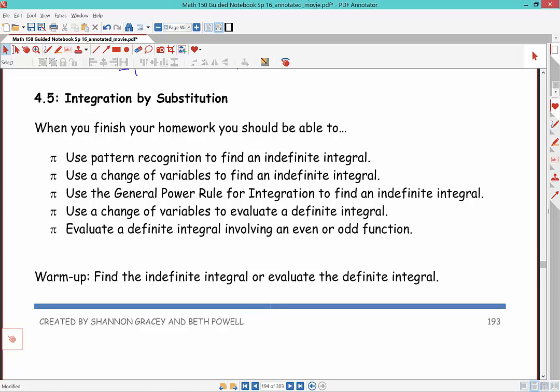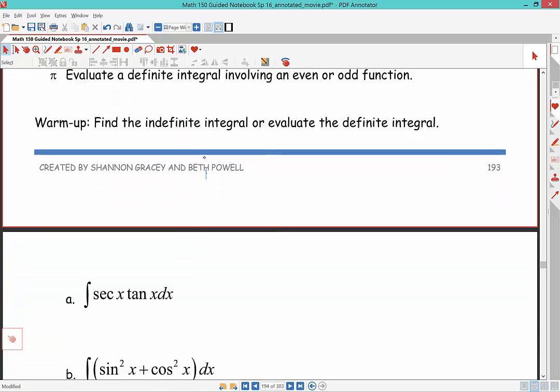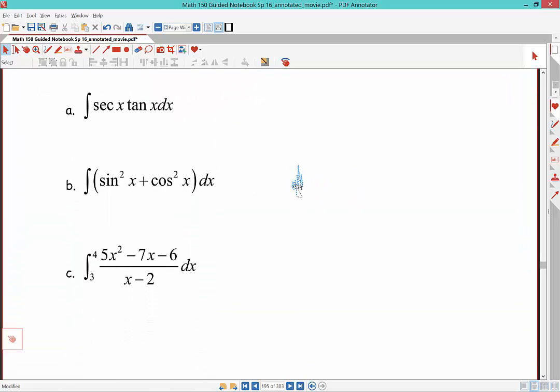All right, so with that said, why don't you go ahead and warm up, either find the indefinite integral or evaluate the definite integral of these problems below. On your mark, get set, go! You can do it!